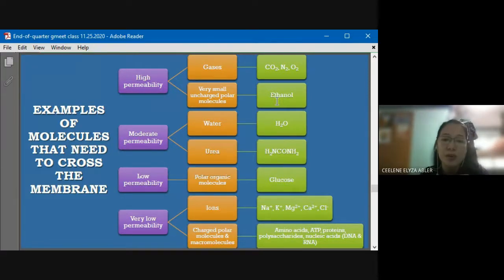Okay? So remember, very small uncharged polar molecules. Ethanol is actually an alcohol form, so it has an OH. Remember your chemistry, maybe you forgot the IUPAC naming. In IUPAC naming, the prefix eth- refers to 2 carbon molecules, from our hydrocarbon naming. So ethanol is a 2-carbon molecule, so it's very small.